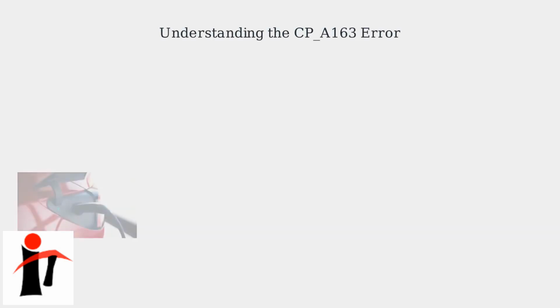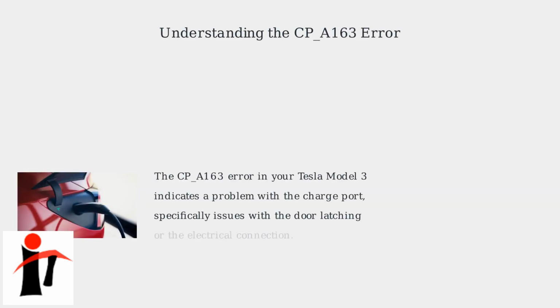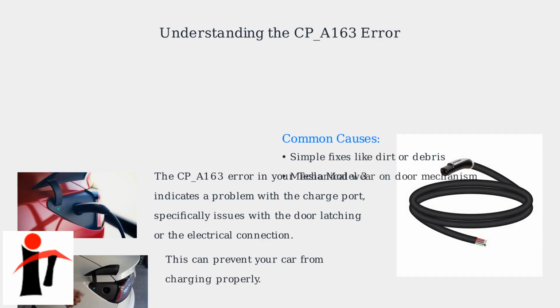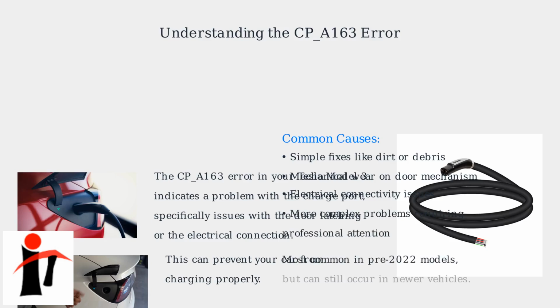The CP A163 error in your Tesla Model 3 indicates a problem with the charge port, specifically issues with the door latching or the electrical connection. This can prevent your car from charging properly. We'll break down the common causes, ranging from simple fixes to more complex issues requiring professional attention. This error is most common in older models, pre-2022, but can still occur in newer vehicles.